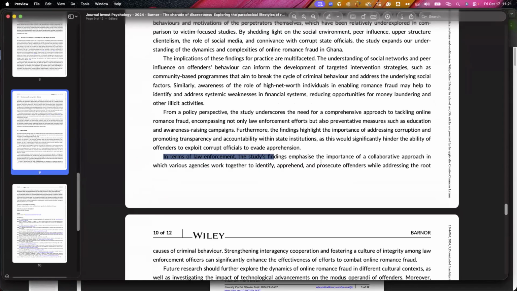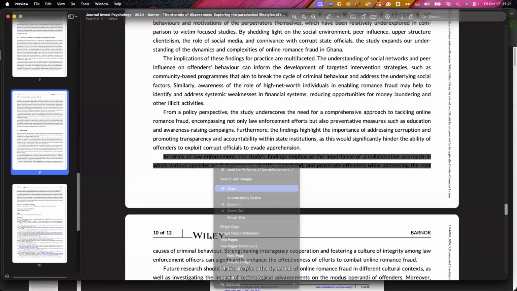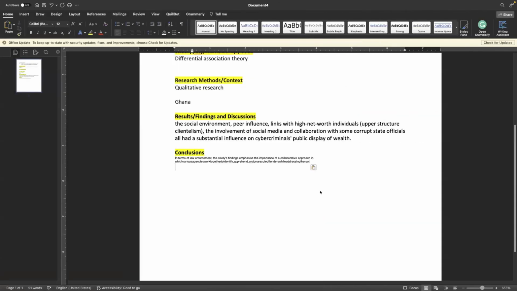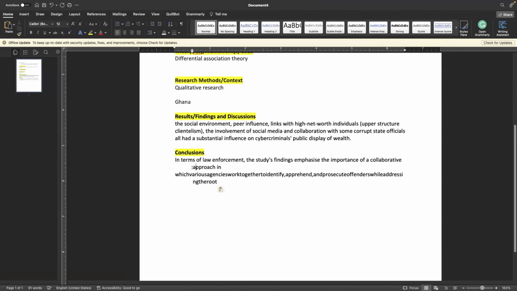The study's findings emphasize the importance of a collaborative approach with various agencies. Various agencies work together to identify, apprehend, and prosecute offenders while addressing the root cause of cybercriminal behavior. So this could be one. As many as you find, you put them there. So you are not just copying and pasting. You need to understand what you are doing.